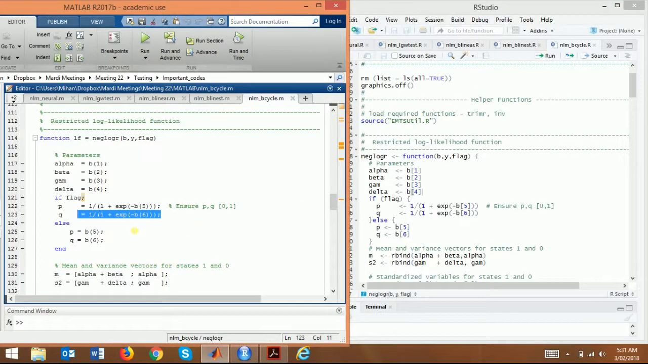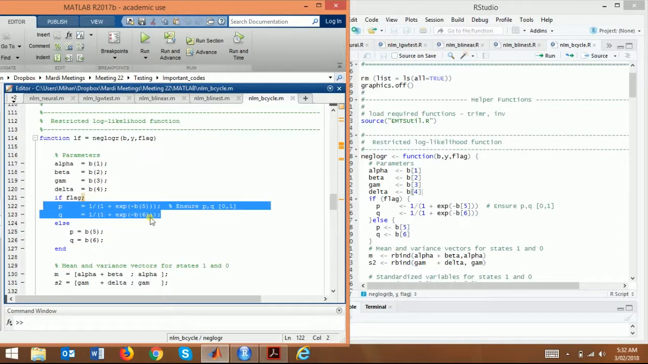And p and q are 0 and 1. We're going to ensure that p and q are 0 and 1 if they are flags. If they are not flags, we'll have values for p and q estimated by MLE. So if we restrict, we fix p and q to 0 and 1, that allows us to find this. I mean, this ensures p and q are 0 and 1.